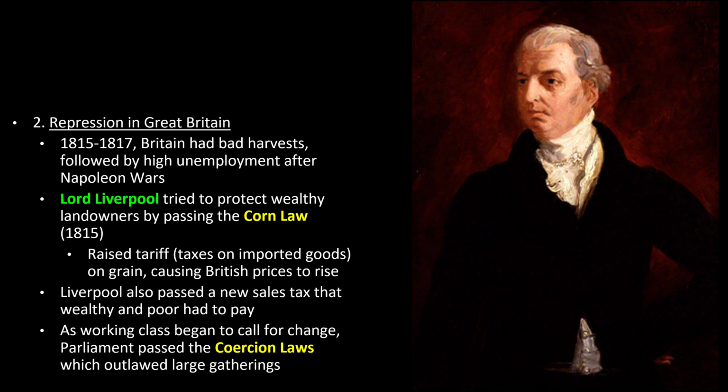So what did they do? They passed these things called the coercion laws. And one of the things that the coercion laws did was, just like the Germans, guys, it forbade large gatherings. You can't gather in large numbers. Why? Because if people can't gather, they can't conspire and they can't revolt.